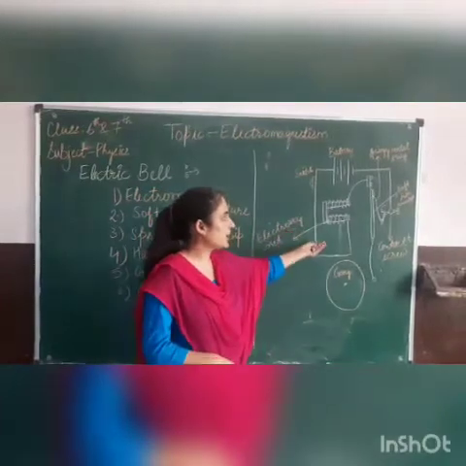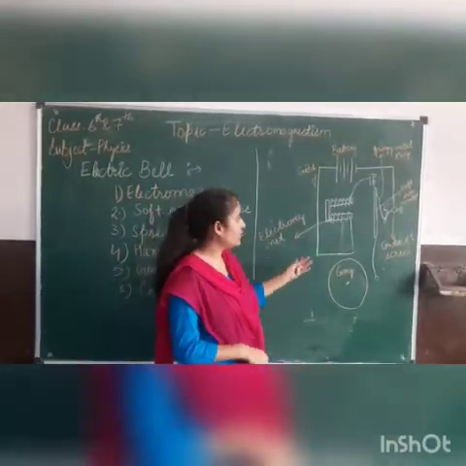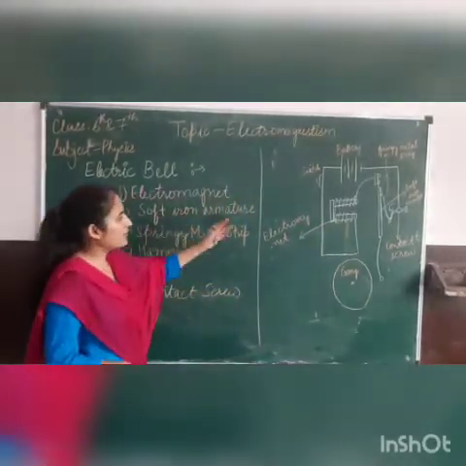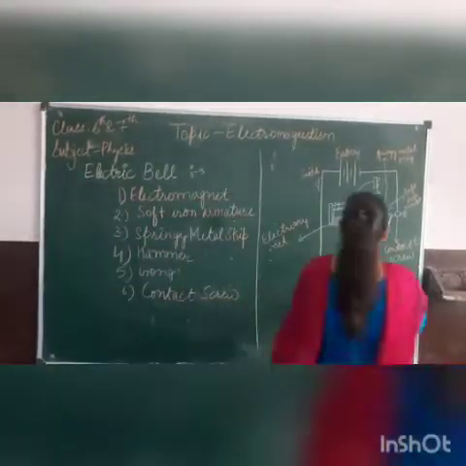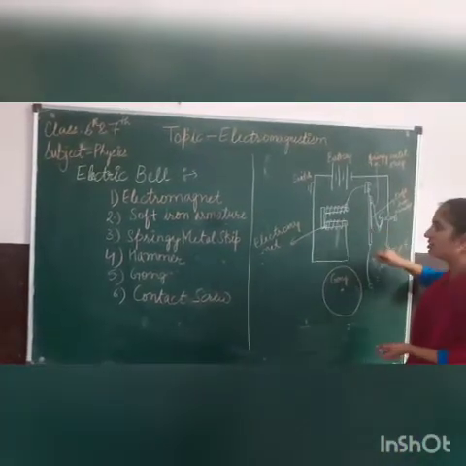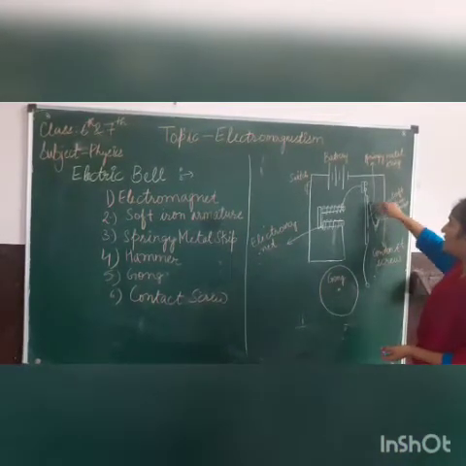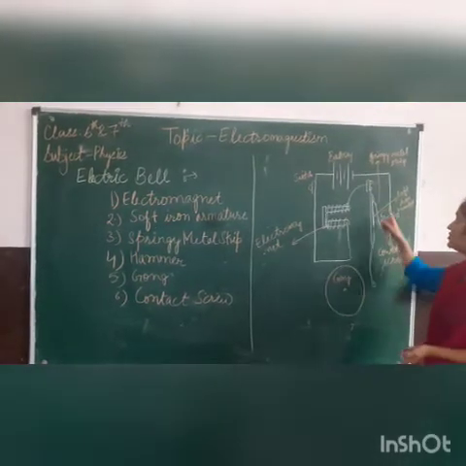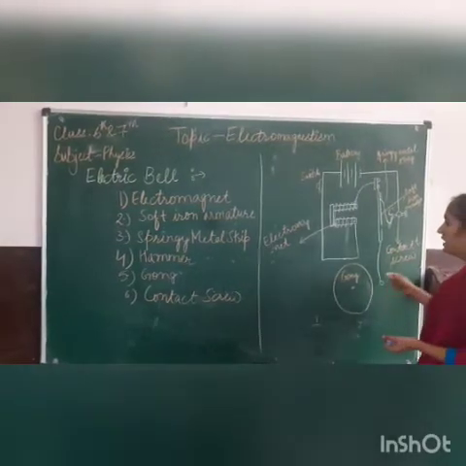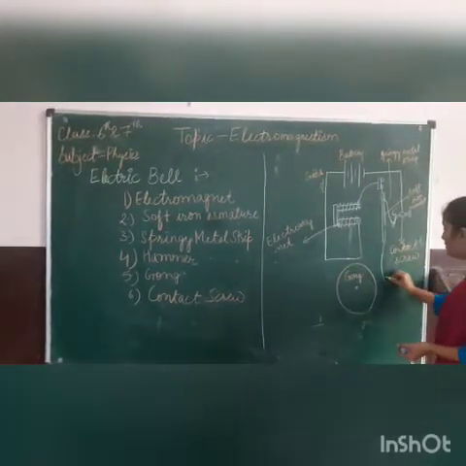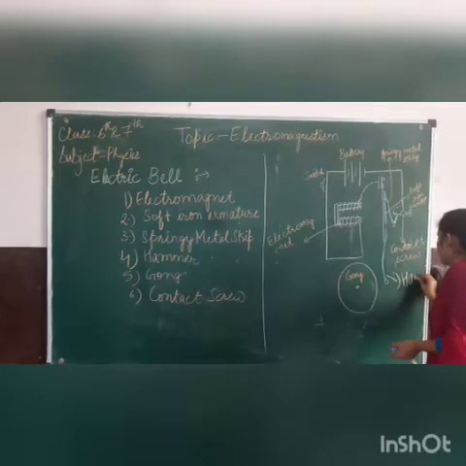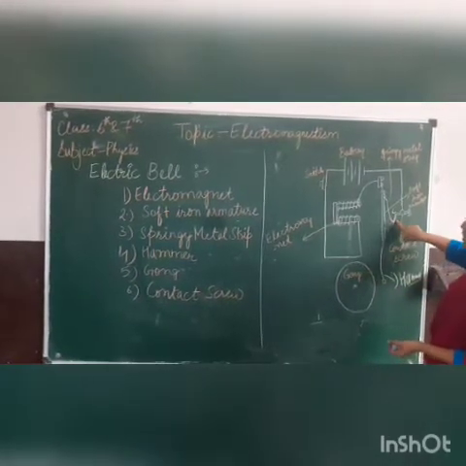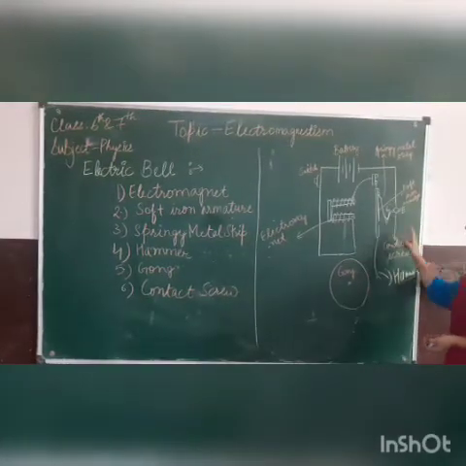So this is the circuit diagram of an electric bell. What does it consist of? Here is the electromagnet. Second is the iron armature. Third is the springy metal strip, which behaves as a spring. Fourth is the hammer. Fifth is the gong. And sixth is the contact screw.